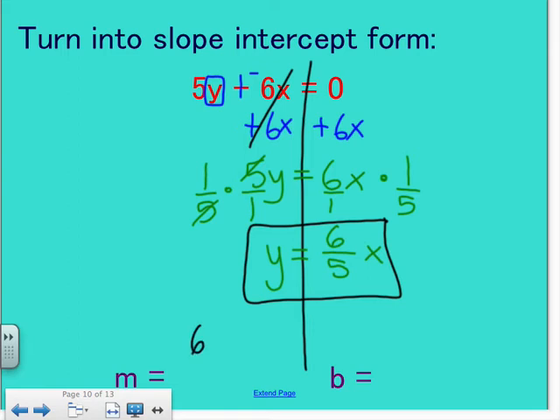So that means my slope is 6/5, and that means my y-intercept is 0. That means it's going to start at the origin, okay? So my y-intercept is 0.